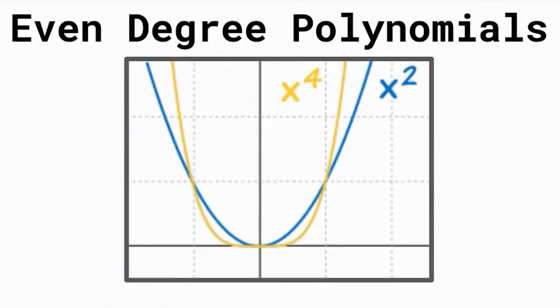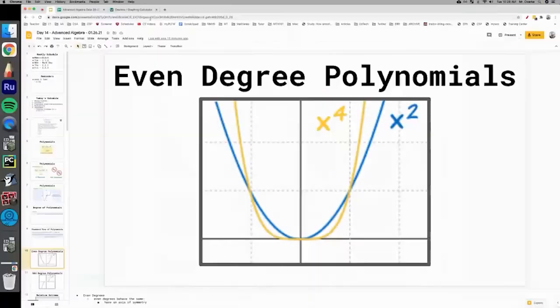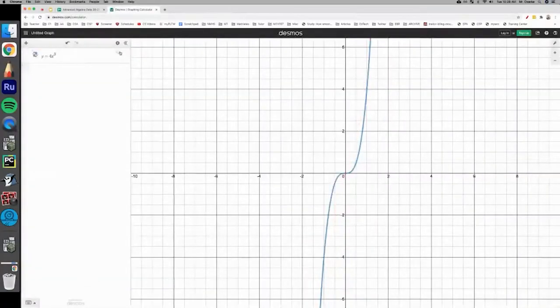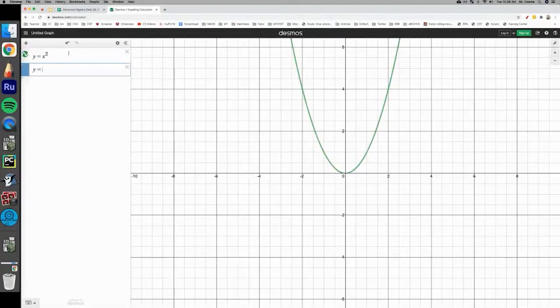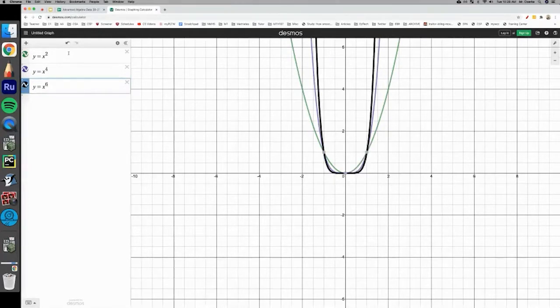Even degree polynomials always are symmetrical. There's some axis of symmetry. I shouldn't say that. Really, the ends have symmetry. It's not just the axis of symmetry, but the ends either go up like this or they go down like this. The ends match essentially. I showed you this yesterday, but here's x squared. Here's x to the 4th. Here's x to the 6th. Now you can see they're all doing this.